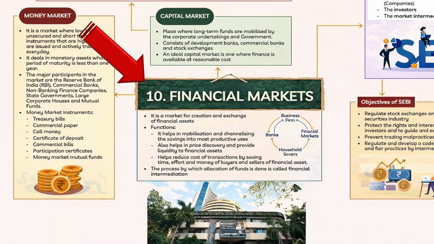Then the third function is it provides liquidity to financial assets. Financial market provides ease of sale and purchase of financial assets. It means assets can be converted into money and vice versa. That means financial market provides a great amount of liquidity for financial assets.